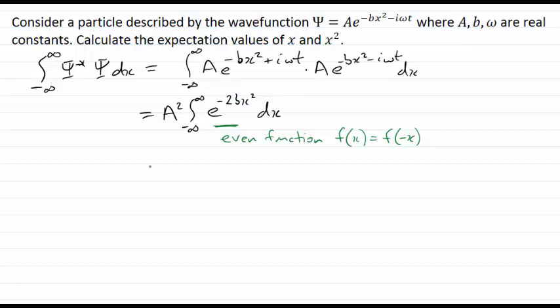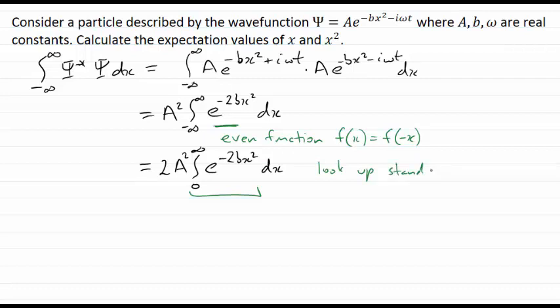And one thing that's a little bit of a simplification is instead of integrating from minus infinity to plus infinity, I can just go from 0 to infinity and double that. And of course I've still got my a squared there and my e to the minus 2bx squared dx. So it's a bit of a simplification, and it allows me to perhaps think about doing this integral here. I might actually just look up a standard integral. That might be one way at least of doing this kind of integration.